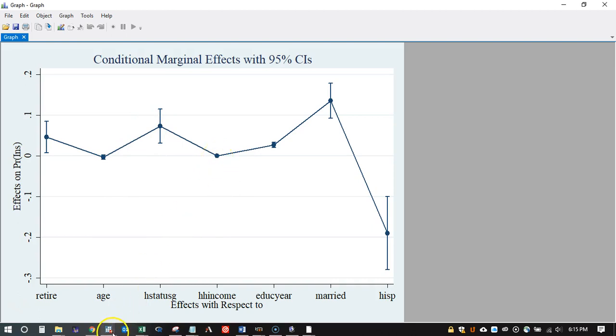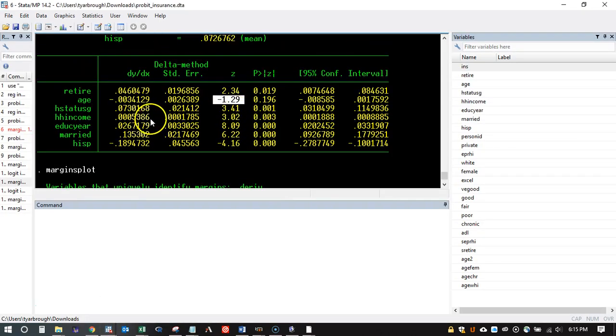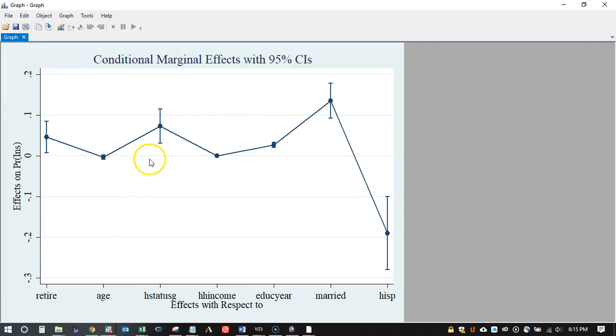You also see that household income here is reported as 0. Now this is 0 not because of a lack of statistical significance, but because the actual effect on household income is virtually 0. So it'll show you not only statistical insignificance, but also those effects that are 0.